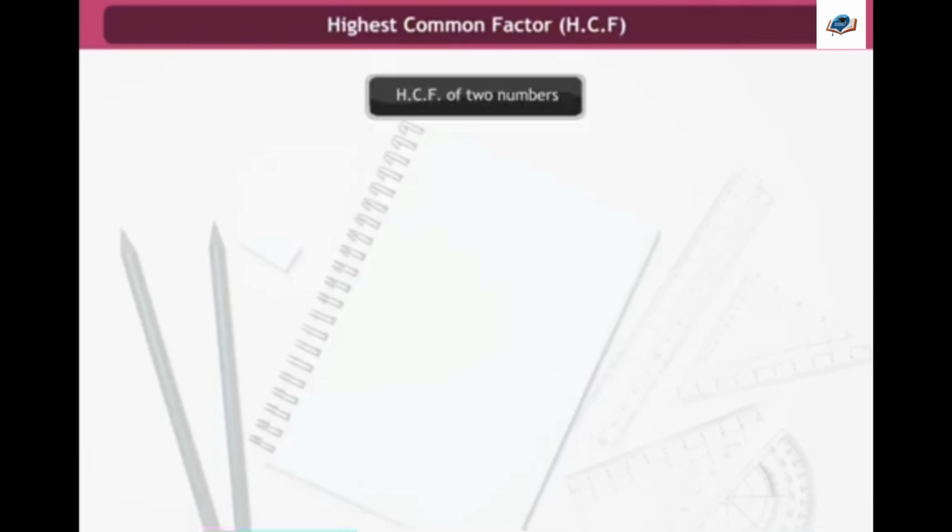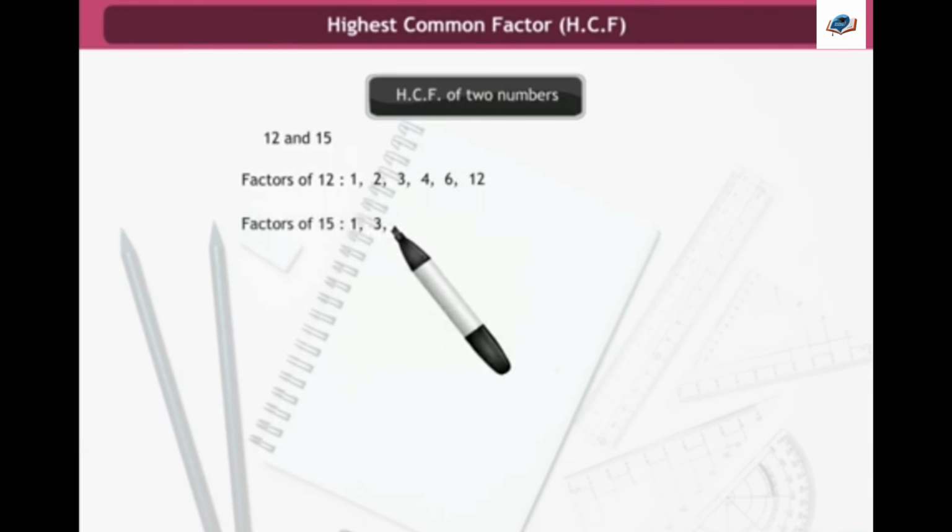Highest common factor, HCF. We are now already familiar with the concept of common factors. Now we shall use it to find out the highest common factor. Consider the numbers 12 and 15. Factors of 12 are 1, 2, 3, 4, 6 and 12. And factors of 15 are 1, 3, 5 and 15.